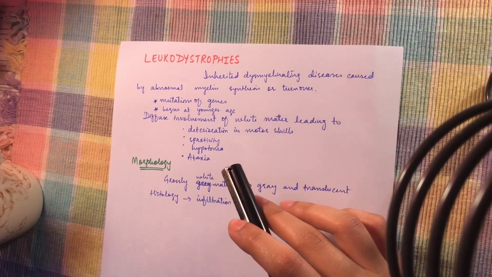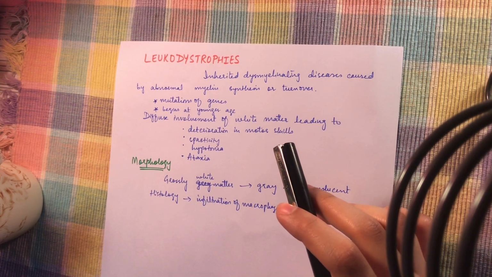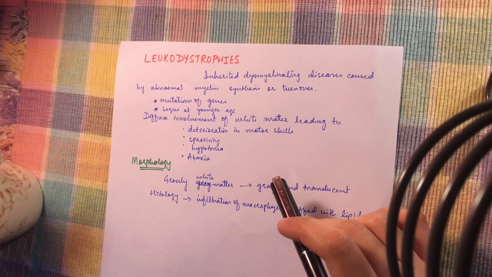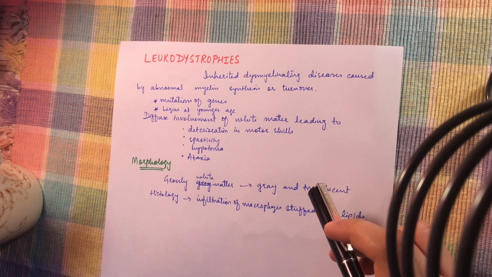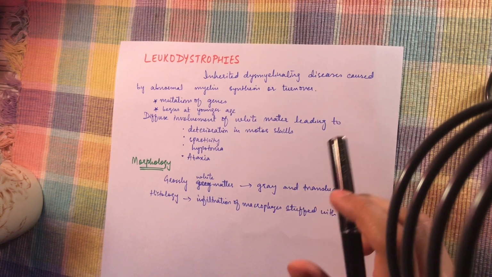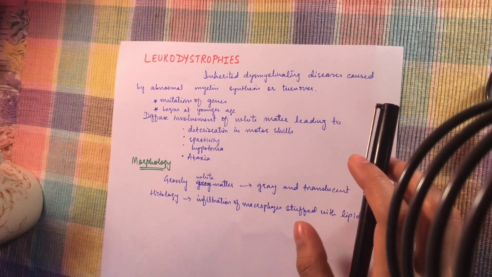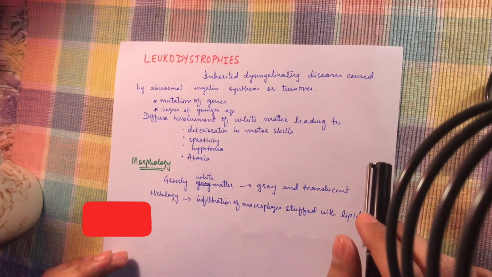And in morphology, grossly, you can see the white matter turns completely gray and translucent, and on histology you can see the infiltration of macrophages stuffed with lipids. So that's all you need to remember about the leukodystrophy.